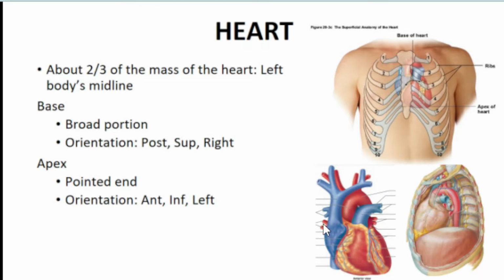The base is the one on top, and the apex is the tip of that pyramid. So here's a better image. Base is the part on top. It's the base of that pyramid, and the apex is the tip of that pyramid if we try to imagine it. Now, if you will notice, the base, the top part, is oriented towards the posterior side. It is more superior, and it's leaning towards the right.